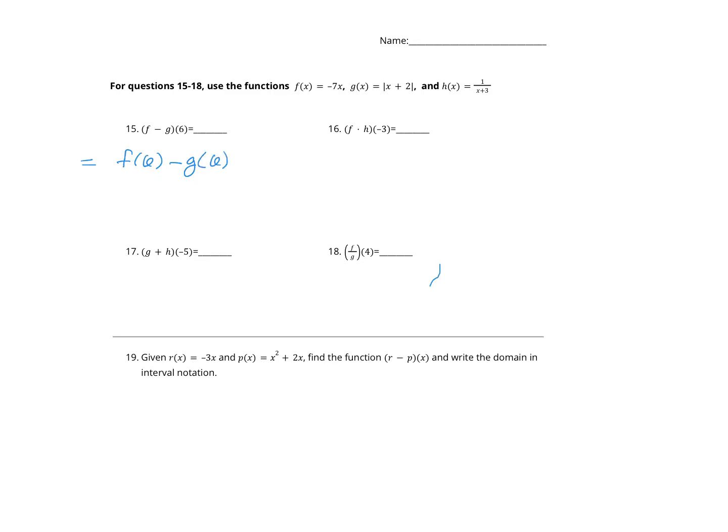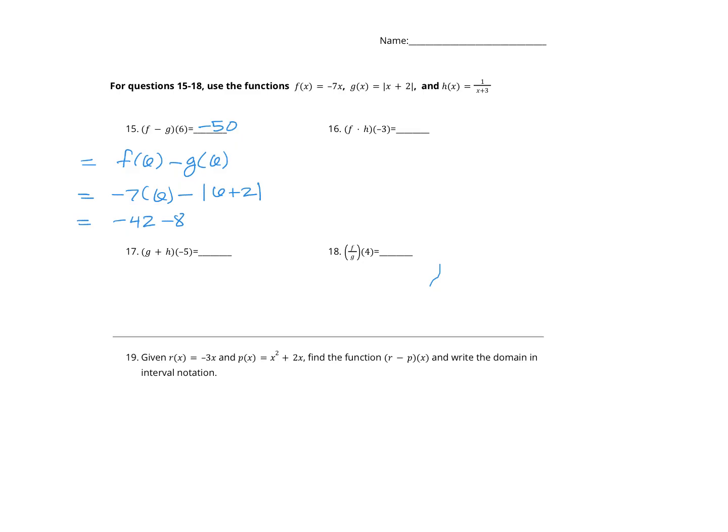F of 6 is just plugging a 6 into the x in the f function. So that's negative 7 times 6. The minus is part of the formula. And then g of 6 is the absolute value of 6 plus 2. So that's a negative 42 minus an 8. We're going to get a negative 50 for that one. All right, let's move on to the next problem.